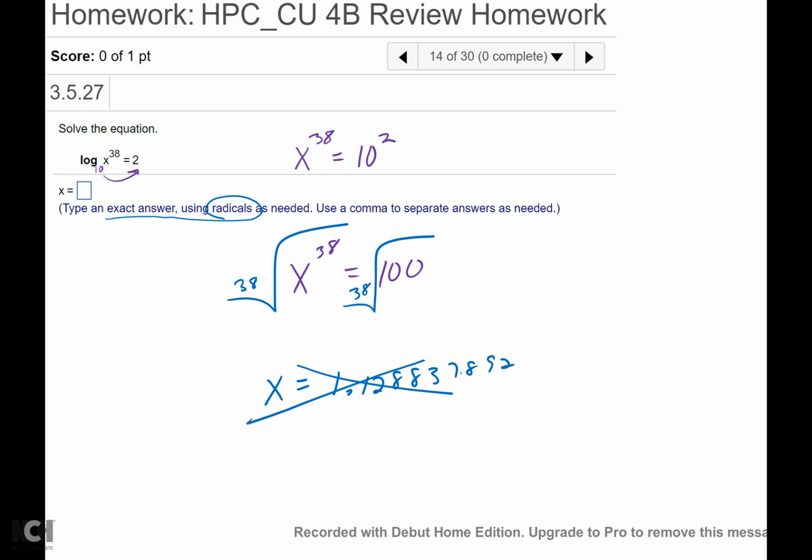Guess we can't do that. Dang, I wish I looked at the answer. I don't think you can. How many 2's are in 100? Actually, not 38. There isn't all that 2's. So my answer is x equals the 38th root of 100.